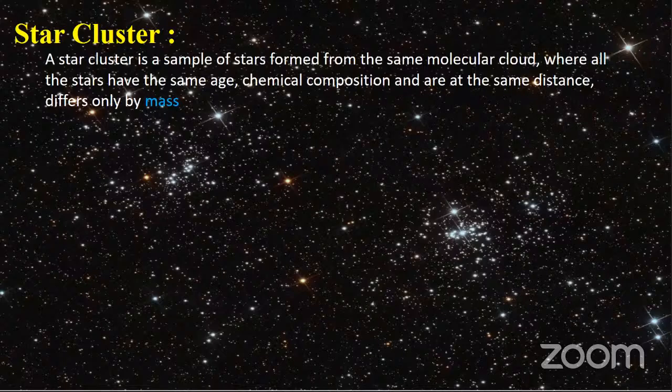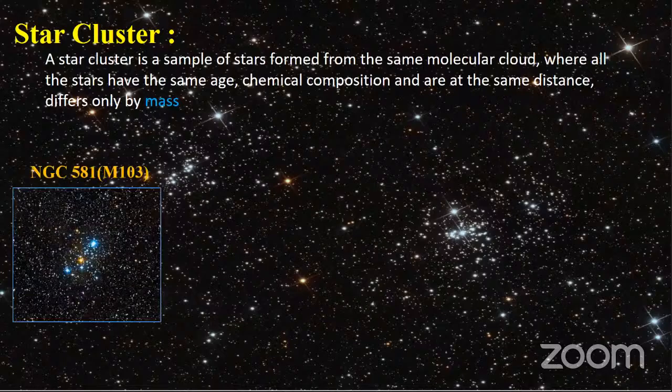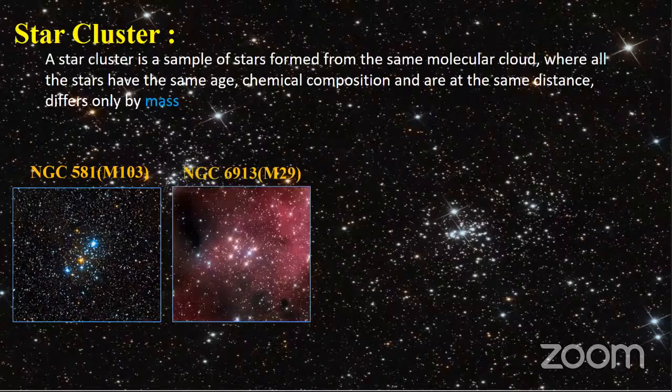And as you know, there are basically two types of star clusters: open clusters and globular clusters. I have worked on 4 open star clusters, namely NGC 581 or Messier 103, NGC 6913, NGC 1960 or Messier 36, and IC 1805. These are the 4 clusters I have worked on. I have taken the data of Gaia EDR3.